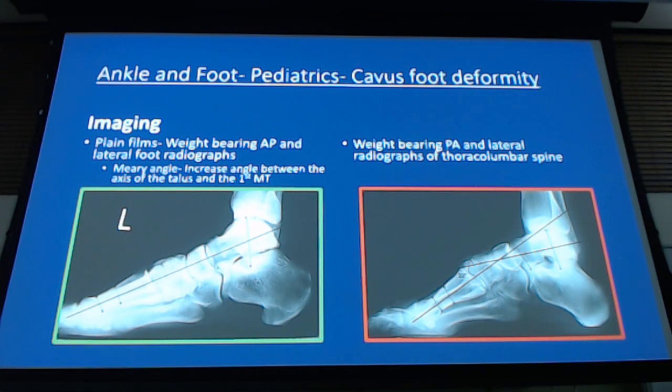If you have an opportunity, plain films are great. We do try to measure some of the angles in the foot. We look at the Meary angle, which is the angle between the axis of the talus and the first metatarsal. Don't worry, this is not a math class. I will not test you on what the Meary angle means, but it's good for you to know. And again, you want to make sure you take PA and lateral weight-bearing radiographs of the foot and take a look at the lumbar spine.